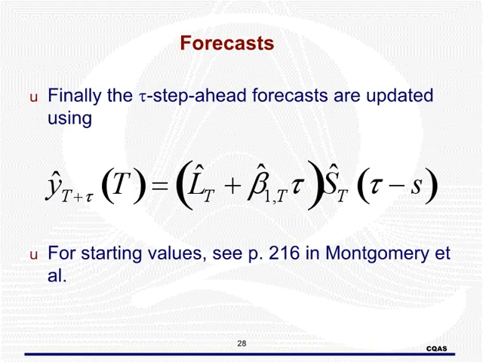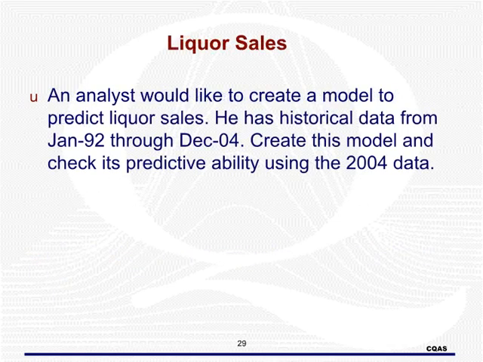The starting values are found in a similar manner as with the additive technique. You can find these equations in the textbook on page 216. Let's look at an example of liquor sales. We have data on this response from Jan 02 through Dec 04. Let's create the model using the data through 03 and check its forecasting ability with the 04 results.